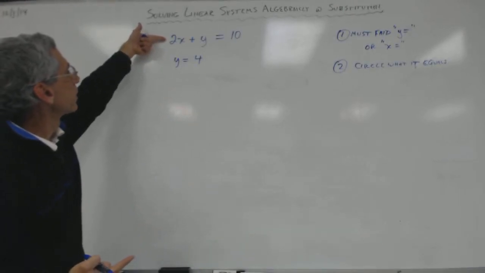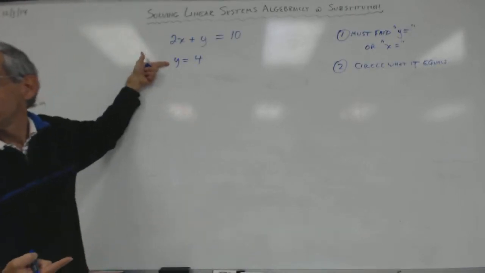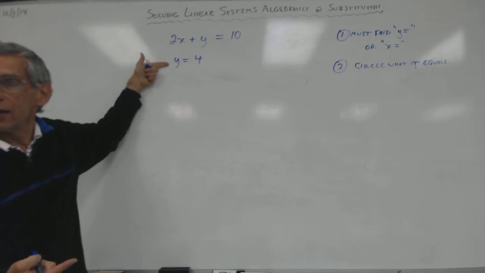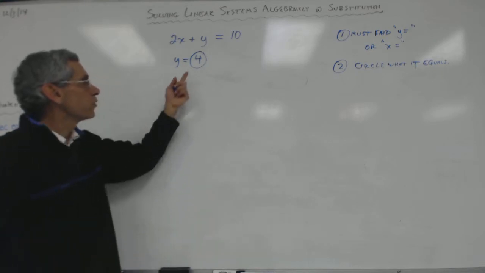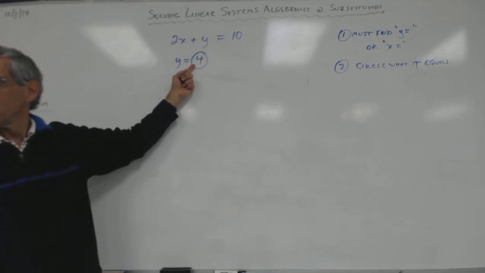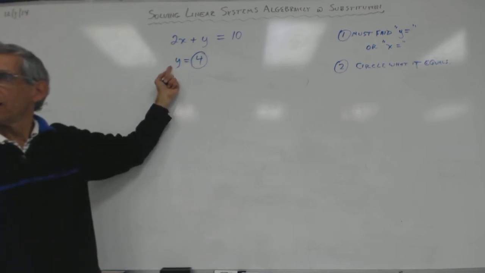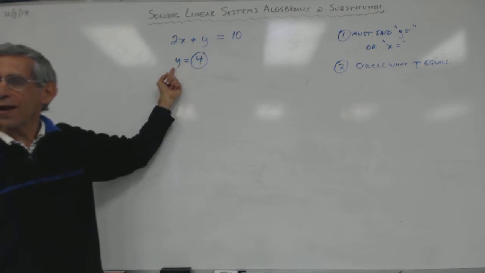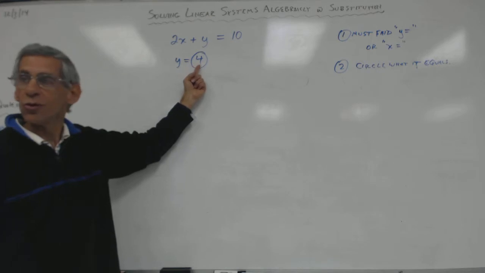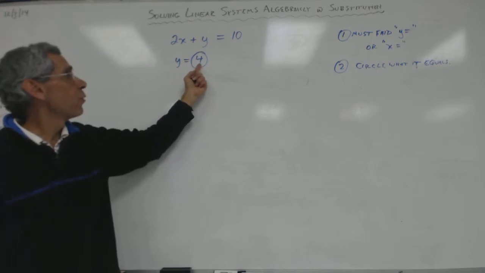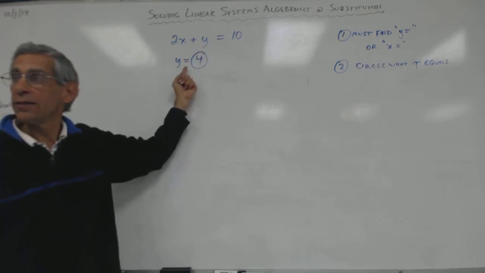It doesn't say y equals here or x equals, but it does here. What does y equal? 4. So I'm going to circle 4. But what does 4 equal again? It equals y. If y equals 4, then 4 equals y, right? 4 equals y. That's interesting.